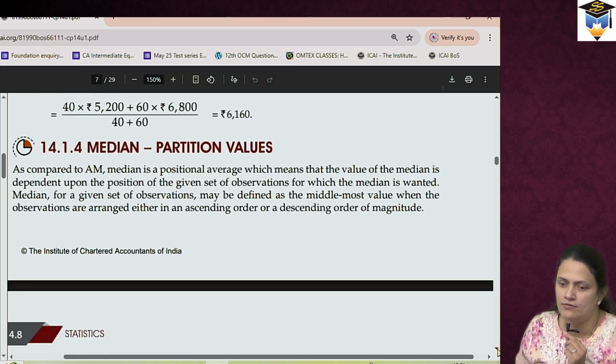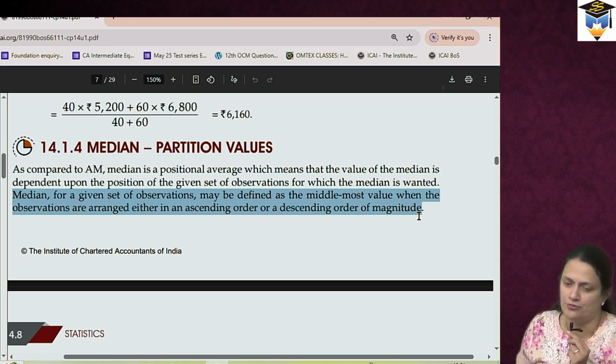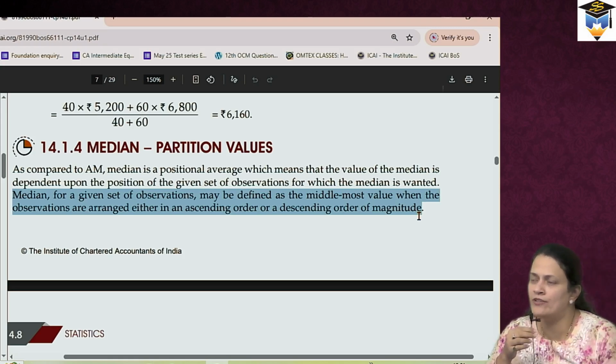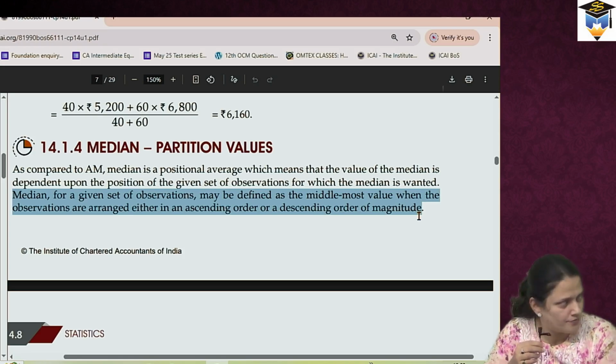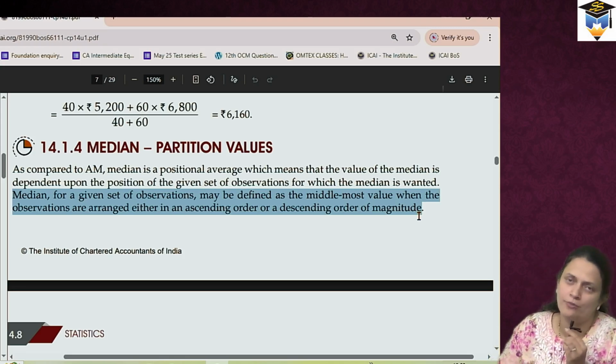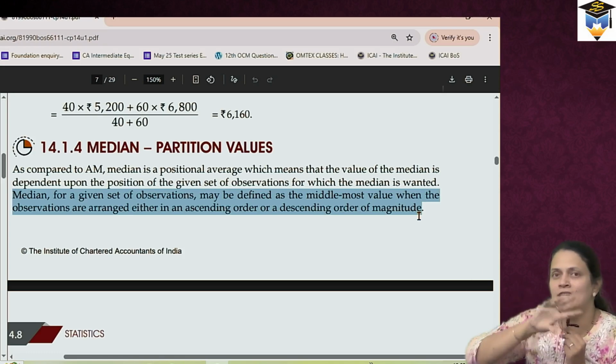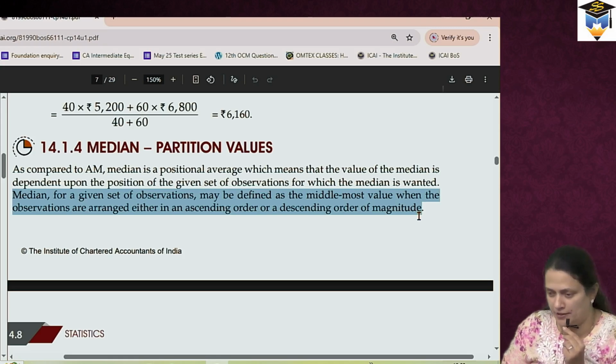Median partition values. Median is defined as, please write down, the middlemost value when observations are arranged either in ascending order or descending order of magnitude. Write this down. Median for a given set of observations is defined as the middlemost value when observations are arranged either in ascending order or in descending order of magnitude. So whenever we have to find out the median, the first thing you need to do is arrange the observations in ascending order and then find out the median.